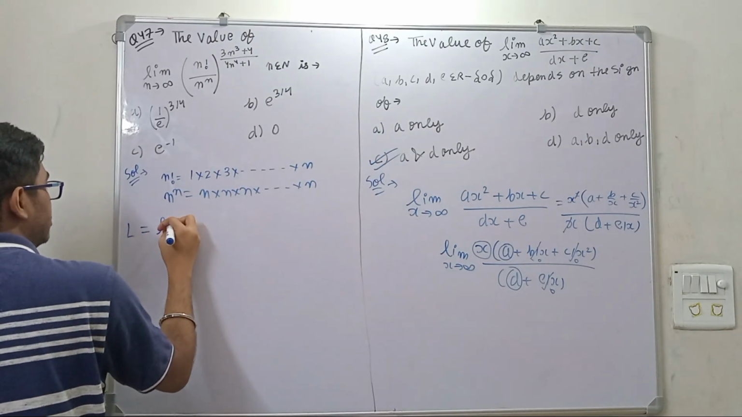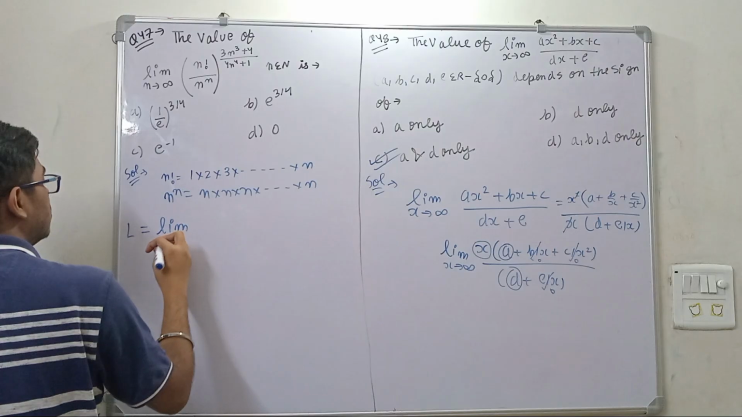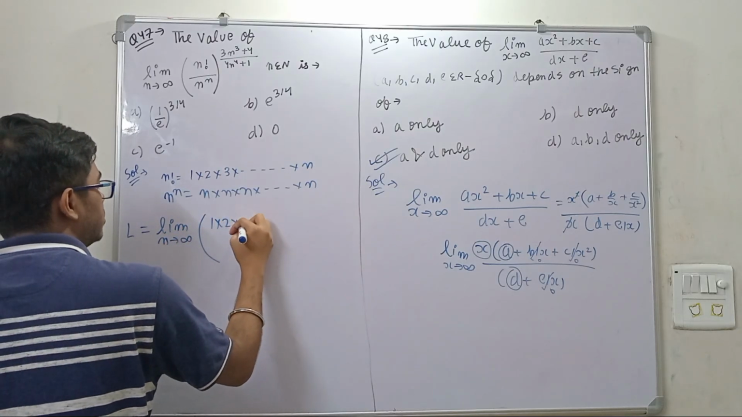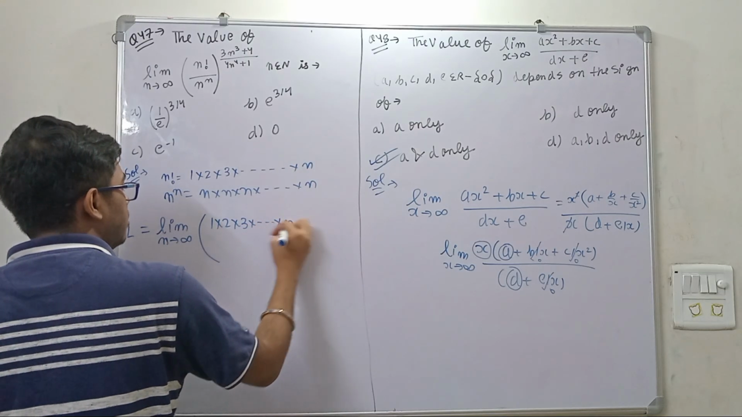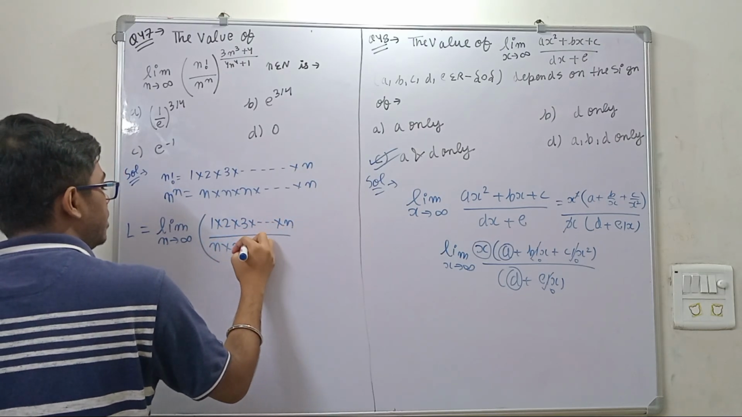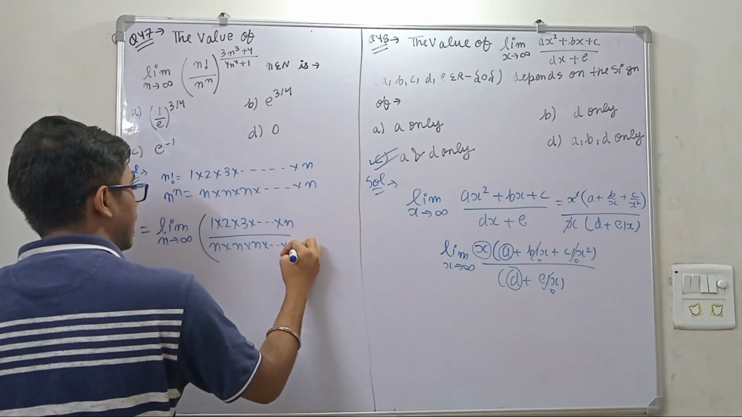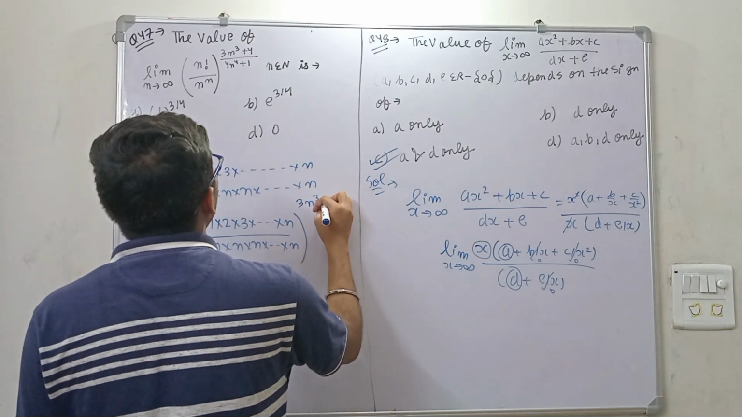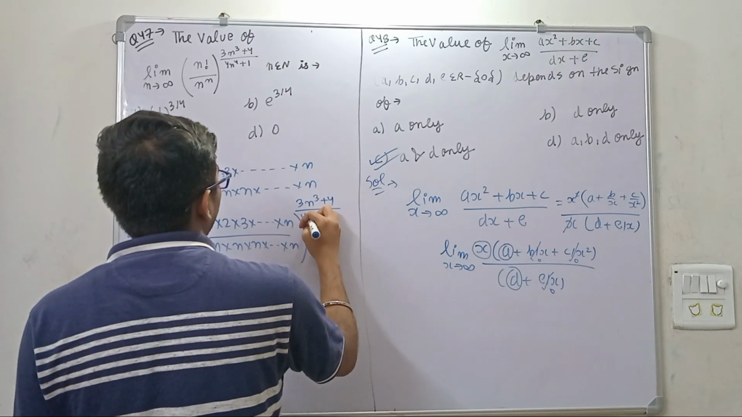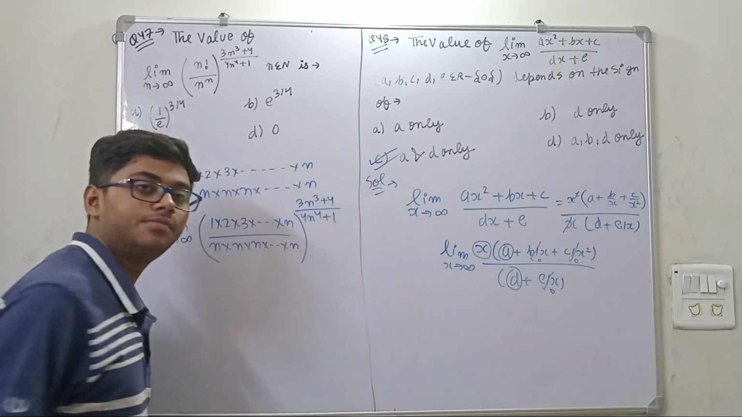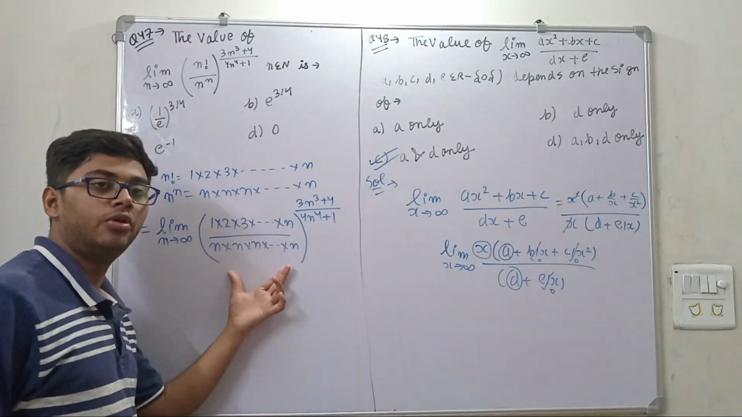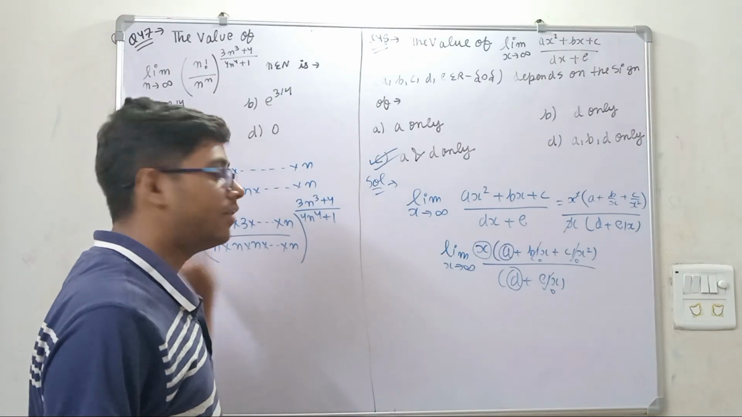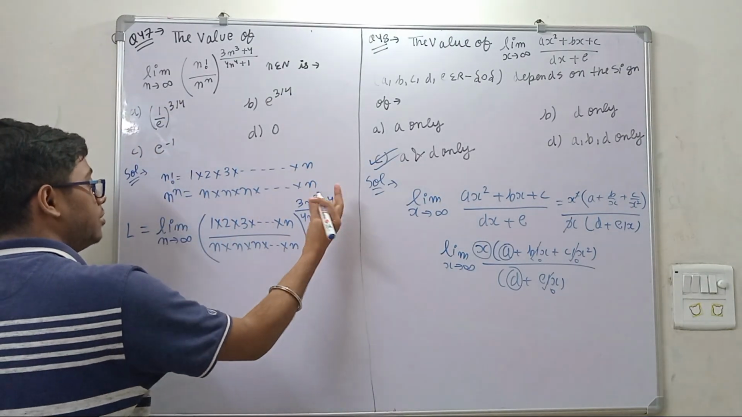So this will look like this: limit n tends to infinity, 1 into 2 into 3 into till n upon n into n into n into till n. Okay, and to the power 3n cube plus 4 upon 4n to the power 4 plus 1. Okay, now what will you do here? You can't just apply L'Hopital or something. You have to take log on both sides, because something power is there.